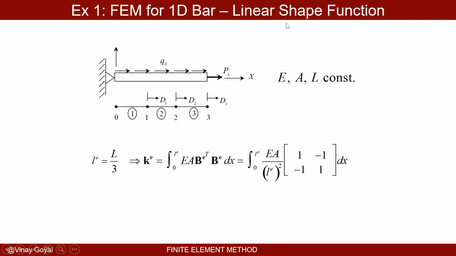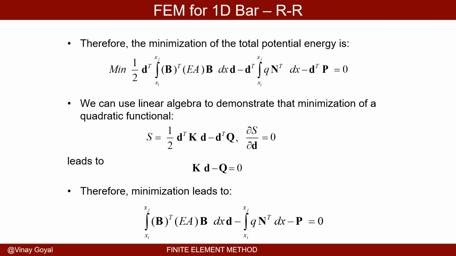So let's look at an example. So I have a 1D bar, linear shape function, and this has a distribution of loading like this, 3 elements, and then I have a transverse deflection, and I have a fixed node here. So I have a degree of freedom 0 here, 1, 2, and 3, 3 deflections. Load applied on this end. EA and L are constant. The element length is this length L divided by 3. So all I have to do is calculate this integral k bold, which I already derived earlier, that formula there.